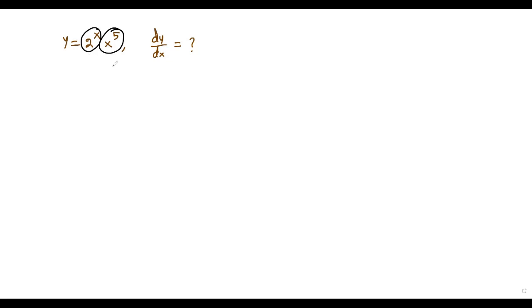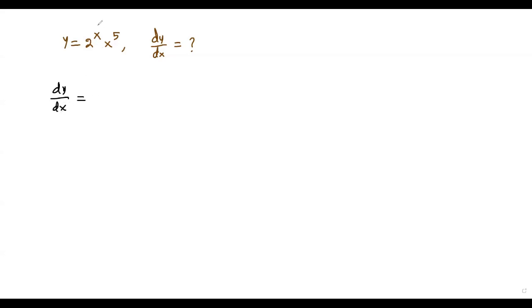Before finding the derivative, we should try to multiply these two terms and simplify. But it's not possible because we cannot multiply and simplify 2 to the x power and x to the fifth power. So the other option we have is to use the product rule to get the derivative of this. First, let me write the derivative of y with respect to x. It will be dy over dx on the right side.